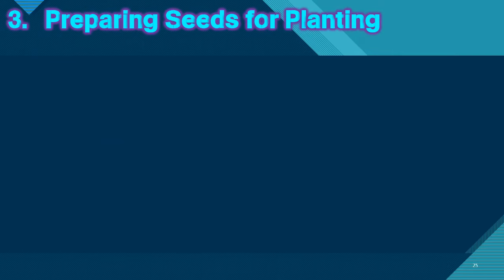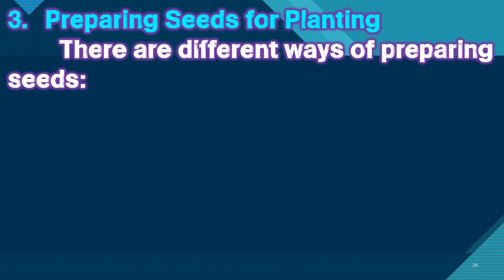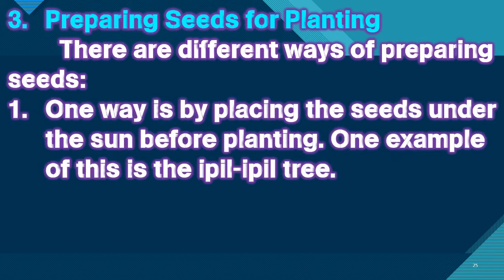3. Preparing seeds for planting. There are different ways of preparing seeds. One way is by placing the seeds under the sun before planting. One example of this is the EPP tree.